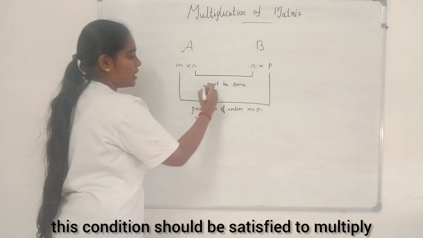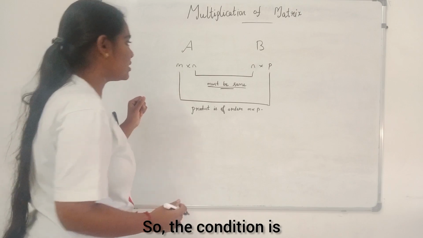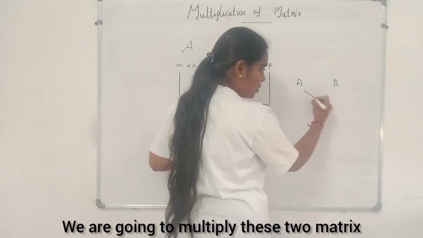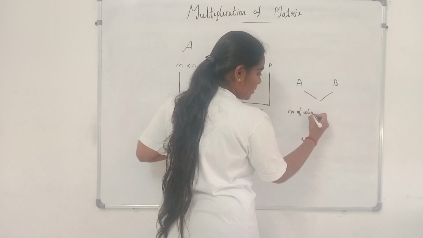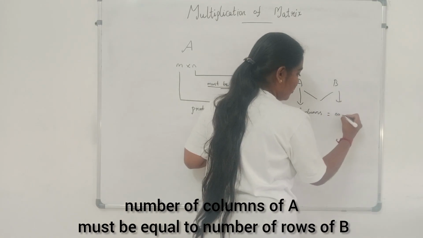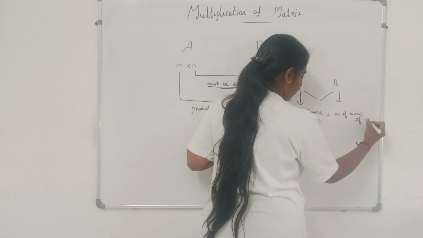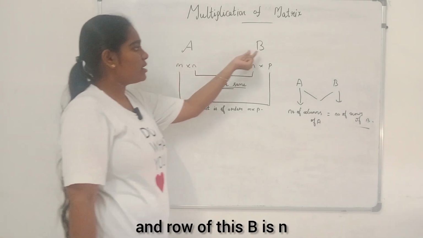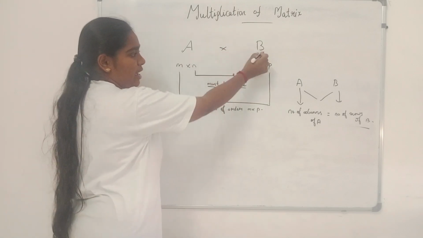These conditions should be satisfied to multiply those two matrices. So, the condition is: our first matrix is A, second matrix is B. We are going to multiply these two matrices. The number of columns of A must be equal to the number of rows of B. So, here the columns of A is n and the rows of B is n. So, we can multiply A and B.